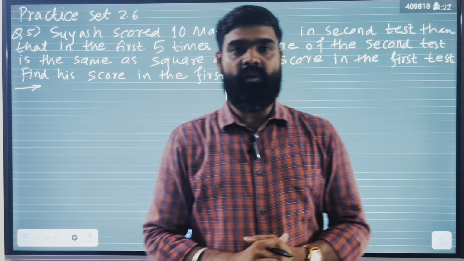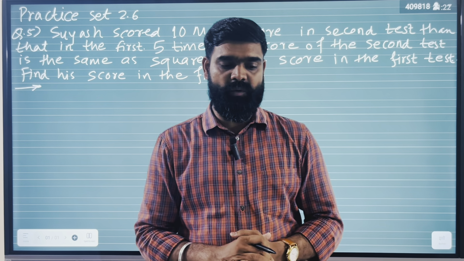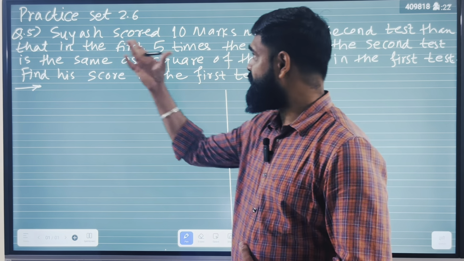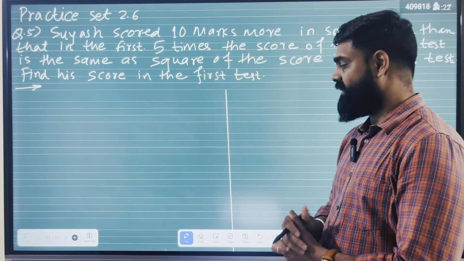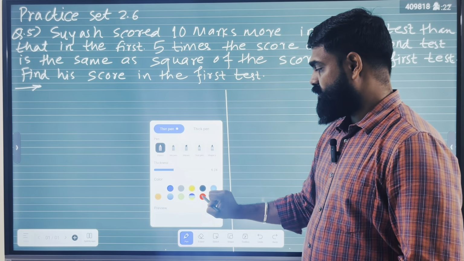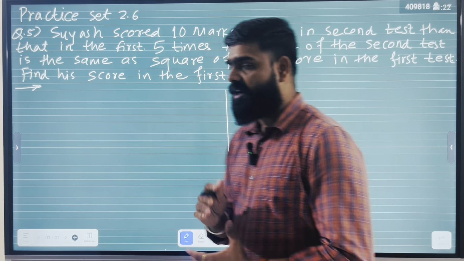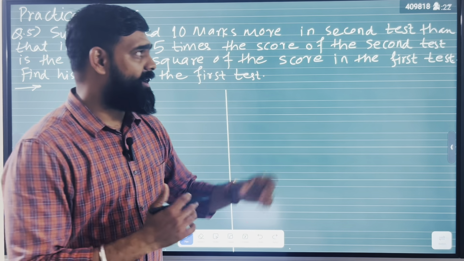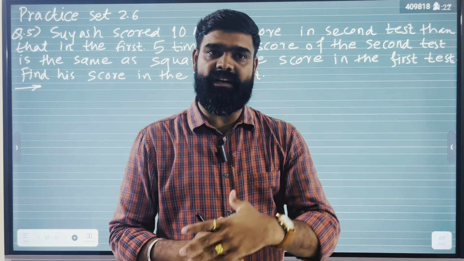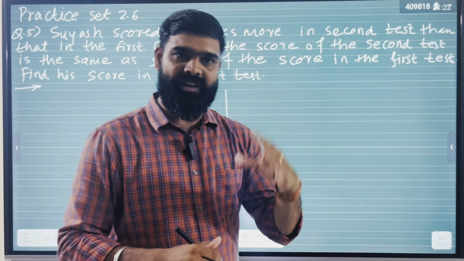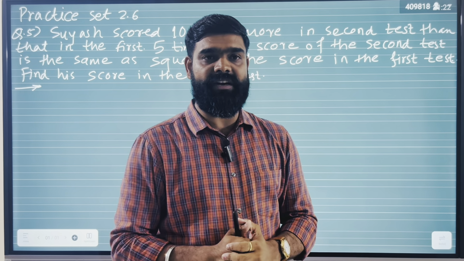So now we will solve the question number 5. So question number 5 is Suez scored 10 marks more in the second test than that in the first test. So this question has two conditions. So Suez had given two tests, first test and second test, and the comparison between the first test and second test is given here.